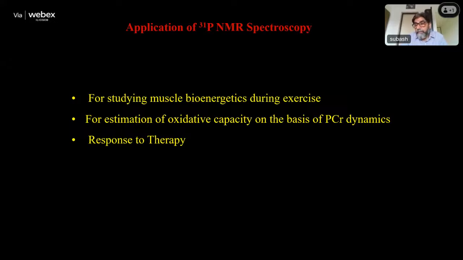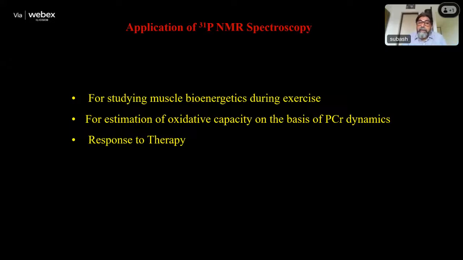When you are making the muscle work, how does the muscle work? What is the oxidative capacity of the muscle? How good is the muscle for an athletic event, or for a sportsman, or for a soldier? One can look at the muscle profile, muscle bioenergetics using P31. Then you can also calculate the oxidative capacity on the basis of PCR dynamics.